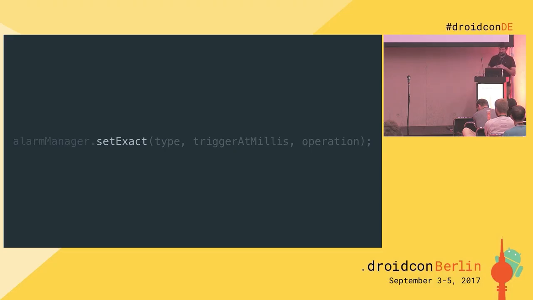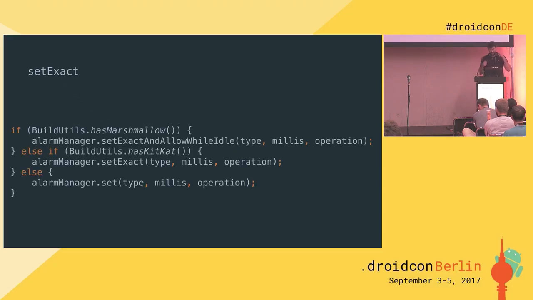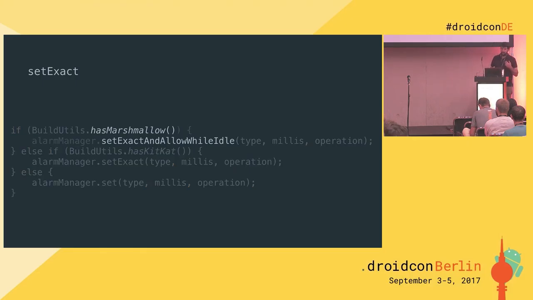Well, it's not that easy, since Google didn't provide a compat, but the API changed over time. When you have Marshmallow, what you want to do is setExactAndAllowWhileIdle to make sure you wake up the device, even if it's in Doze mode. Then, if you have KitKat, you will do the setExact, and if you are before KitKat, you do the set. So this is something you have to write yourself.